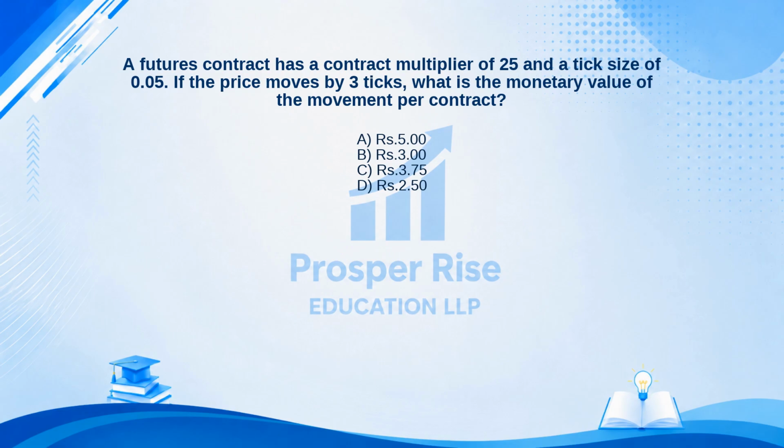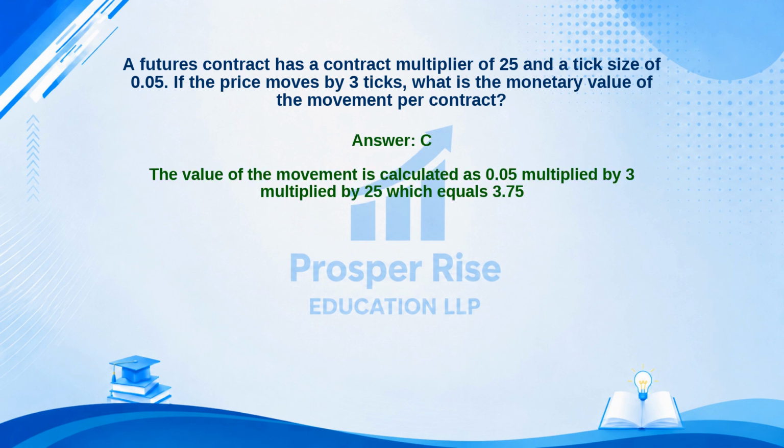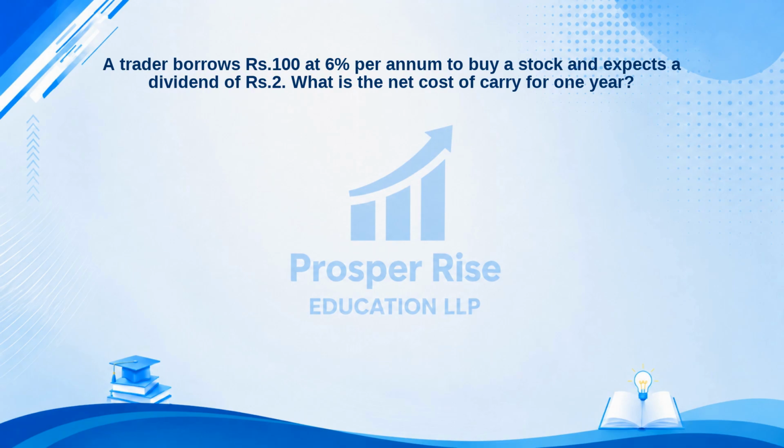The correct answer is Option C. Let's see why. The value of the movement is calculated as 0.5 multiplied by 3 multiplied by 25, which equals 3.75. Here is another practice question.